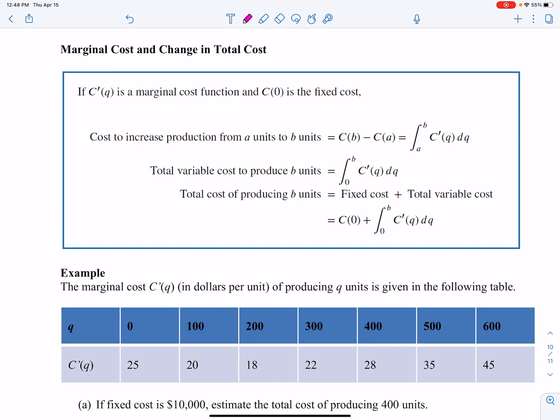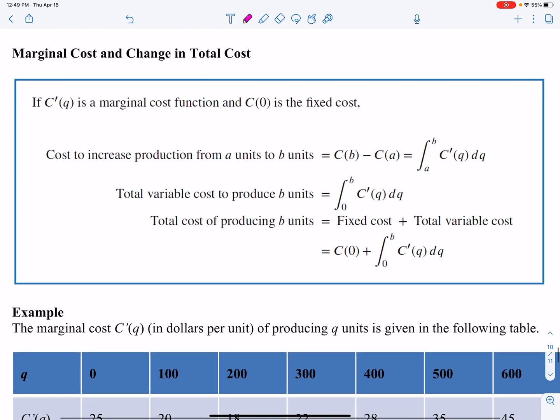All right, next thing we have here is marginal cost and change in total cost. Notation here, C prime of Q means the derivative of the cost function for a certain quantity, which is the marginal cost function, and C of 0 is the fixed cost, in other words, the cost of producing 0 items. The cost to increase production from A units to B units, C of B minus C of A, simply means that definition we talked about before. We're going to take the integral from A to B of the marginal cost equation.